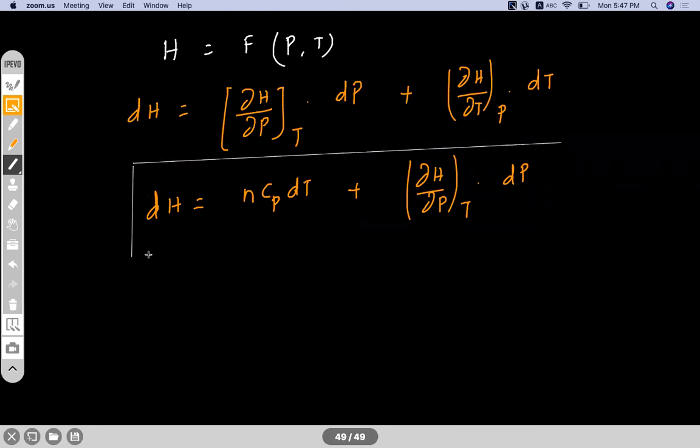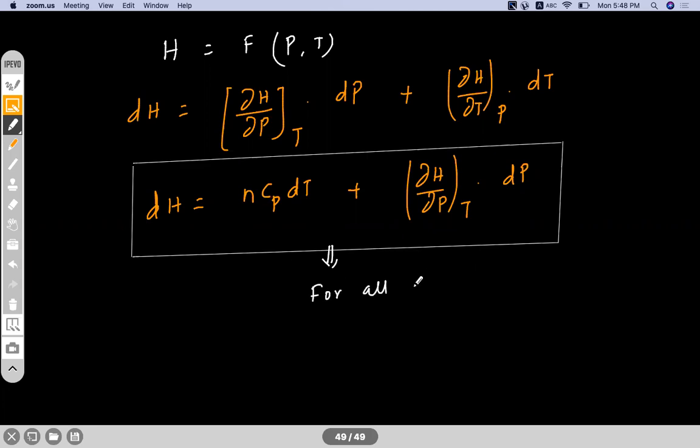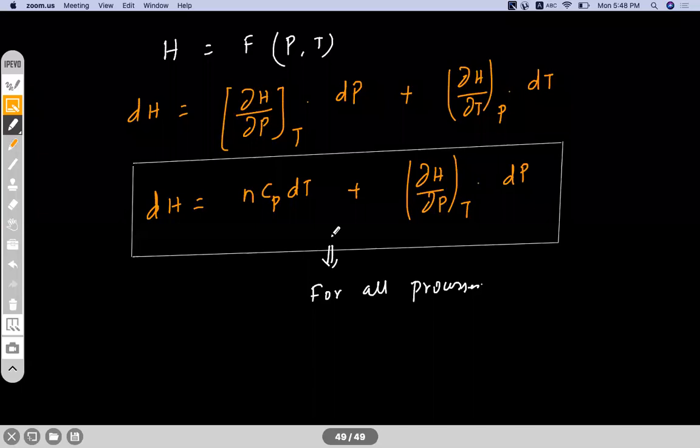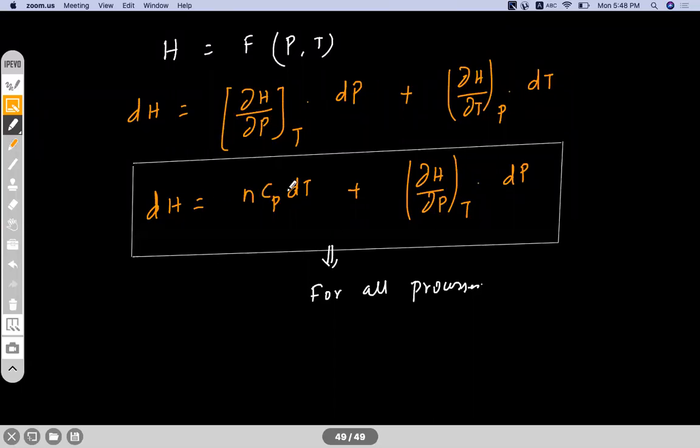Valid for all kind of process. This is in general formula we have. You must have seen the formula of dH is equals to nCp dT, isn't it? Have you seen that formula? dH is equals to nCp dT, right? But this formula is the actual formula of dH for all process. Okay, so it is applicable for all process, and dH is equals to nCp dT. We'll apply one condition and we'll get that relation. Did you understand till here?